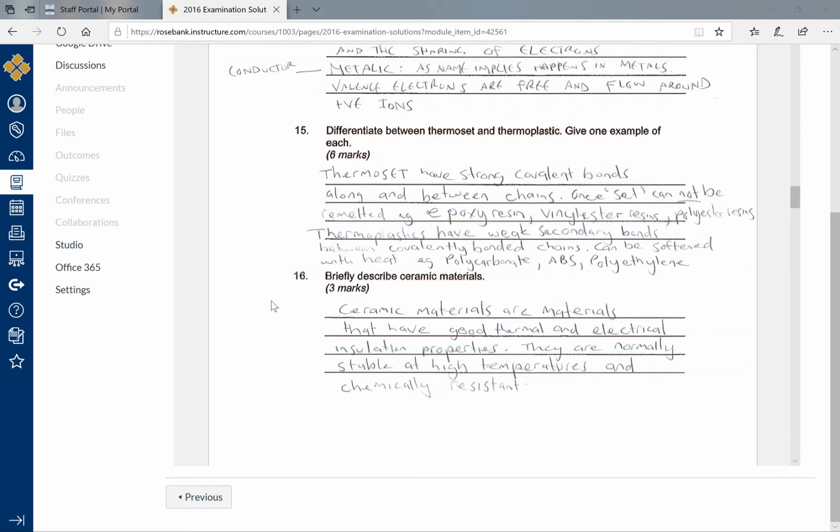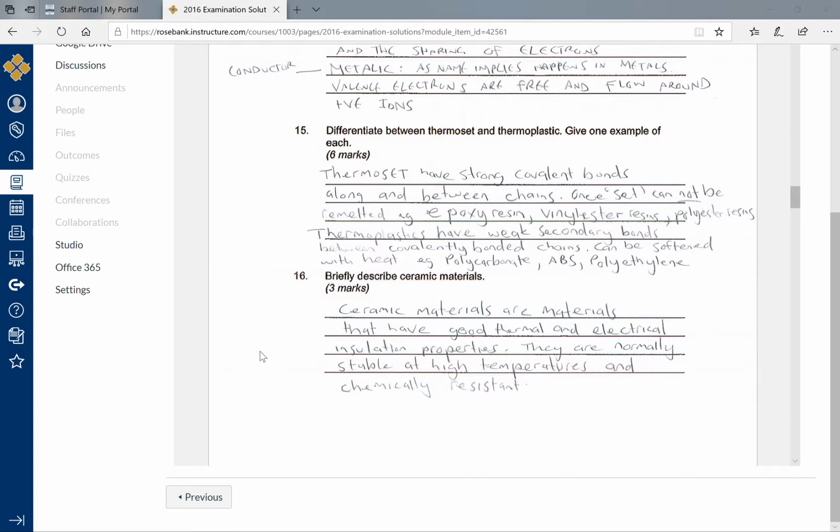And the thermoplastics are the ones that you can remelt. And they have weak secondary bonds between the covalently bonded chains. So your polymer chains are strong, they have covalent bonds, but then between those chains you've got soft secondary bonds, which are actually van der Waals forces normally. And examples are polycarbonate, ABS, and polyethylene. It might be a good idea to learn 3 examples of each, and how those bonds happen, how thermoset differs to thermoplastics and why.